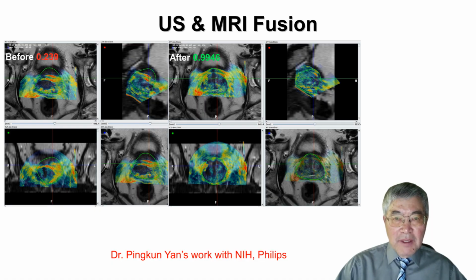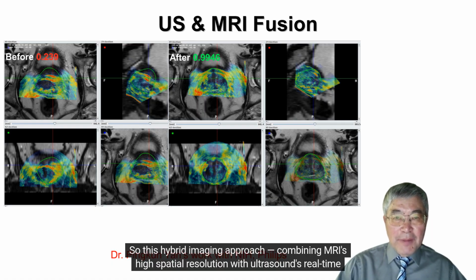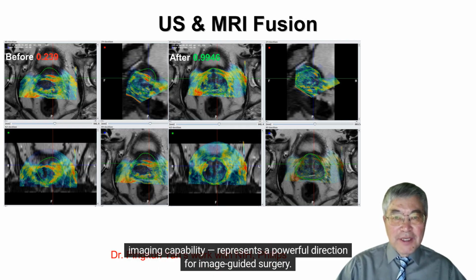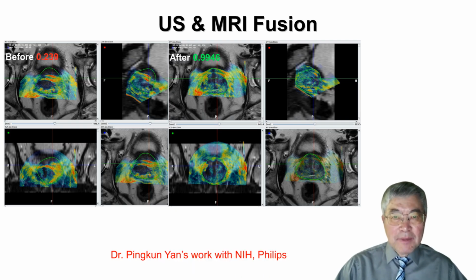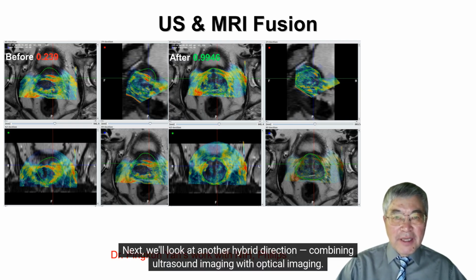So this hybrid imaging approach, combining MRI's high spatial resolution with ultrasound's real-time imaging capability, represents a powerful direction for image-guided surgery. It's a very active research area with many exciting developments and a strong clinical impact. Next, we'll look at another hybrid direction, combining ultrasound imaging with optical imaging.